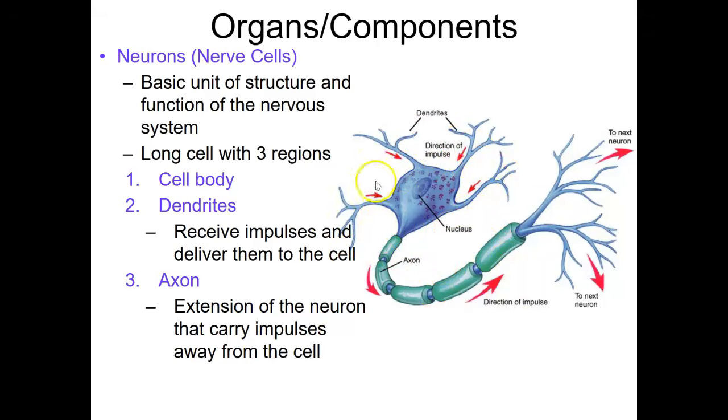So your nervous system has neurons or nerve cells. That's the basic unit of structure. It is a very different kind of cell. It's a long cell with 3 different regions. There's the cell body, and then there are little dendrites that stick out that receive impulses and deliver them to the cell. And then there's a little tail-like structure called the axon that is an extension of the neuron that carries impulses away from the cell.